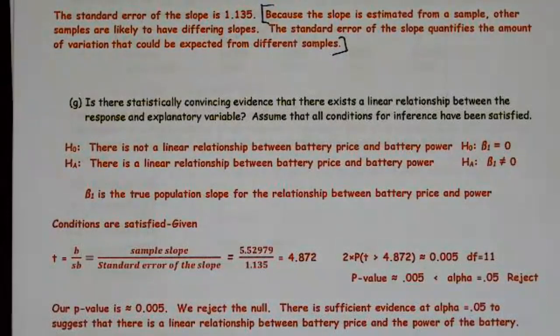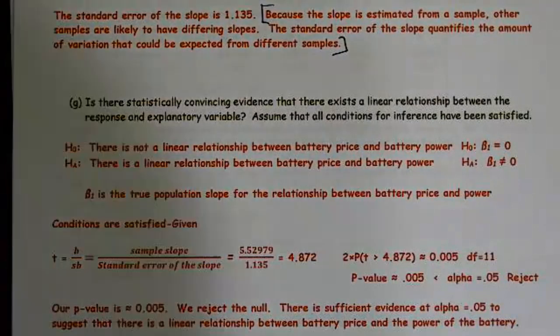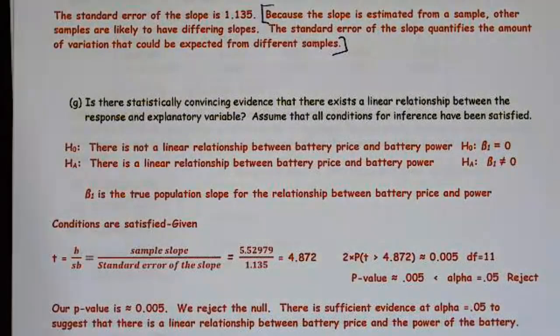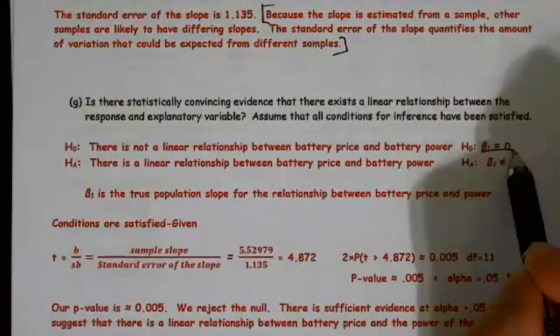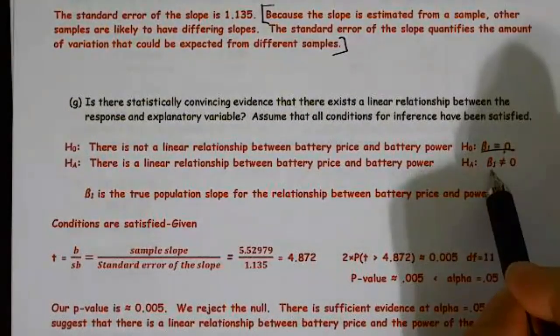There is a linear relationship. Is there statistically convincing evidence that there exists a linear relationship between the response and explanatory variable? Assume all conditions have been satisfied. So with that said, we always start off with the equal, because we always start off with the null. Well, and here the alternative will be not equal.